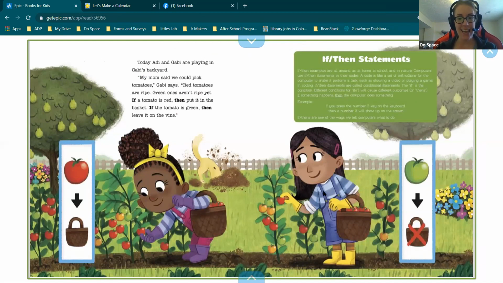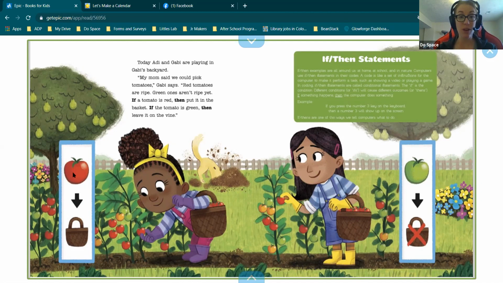Today, Addie and Gabby are playing in Gabby's backyard. "My mom said we could pick tomatoes," Gabby said. "Red tomatoes are ripe and green ones are not ripe yet. So if a tomato is red, then we can put it in the basket. But if the tomato is green, like this one, then it needs to stay on the vine."